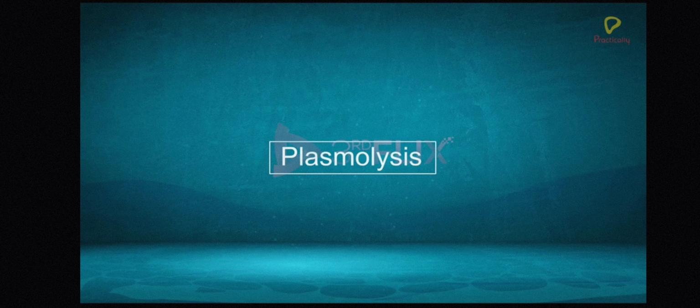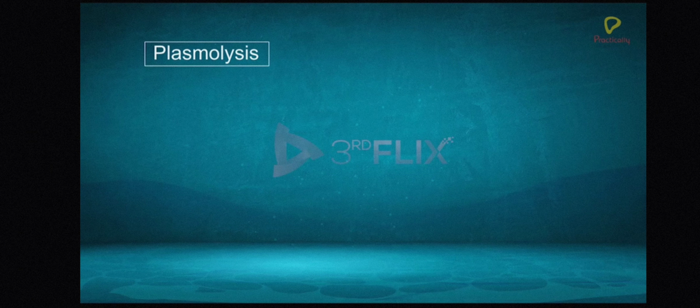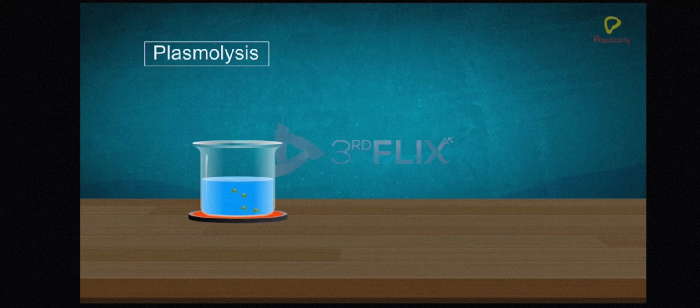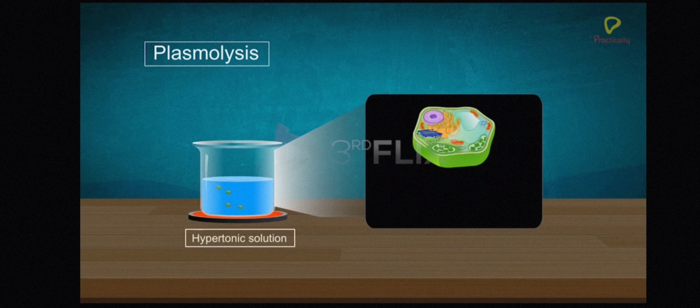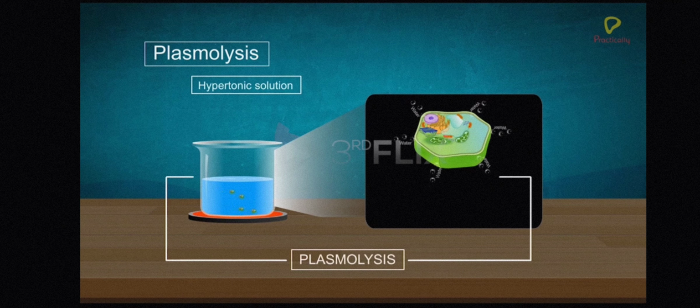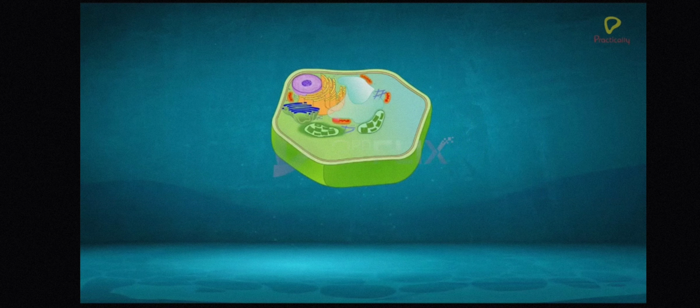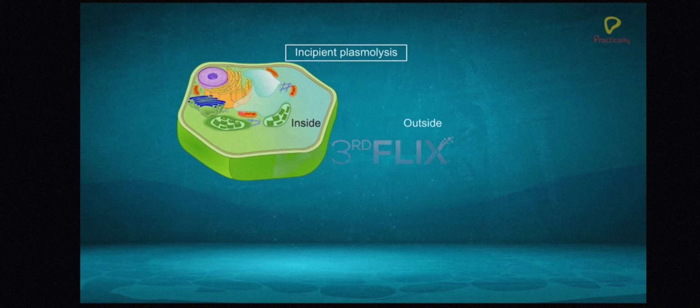Plasmolysis. The shrinking of the protoplast of the cell due to loss of water when placed in a hypertonic solution, that is, one with higher solute content than the cell, is called plasmolysis. The condition where the cell exhibits plasmolysis in the corners of the cell wall is called incipient plasmolysis. The loss of water from the cell due to higher water potential inside than that of the outside is called osmosis.